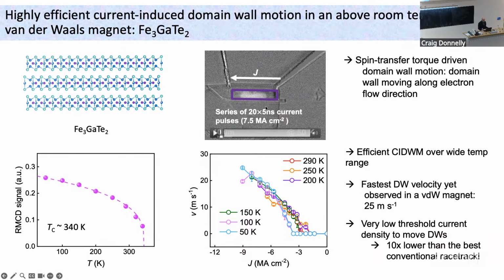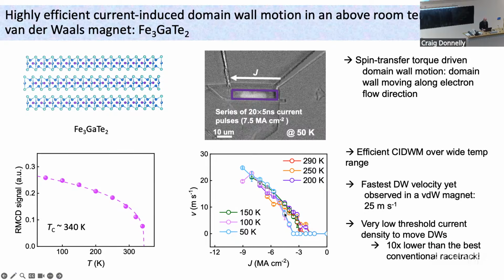Now here, can you see, this is a Kerr image of a domain wall moving by spin transfer torque, by the current passed through it in a flake of this material. The flake is about 20 nanometers thick. This is the velocity of the domain wall as a function of the current density in these pulses used to move the domain wall. It's 20 times 5 nanosecond current pulses. And you see the threshold current density is only 3 megaamps per square centimeter. So it's 10 times lower. Without any engineering, this took 1 week to make a racetrack from this flake. So this is amazing. And moreover, this is at 50 Kelvin.